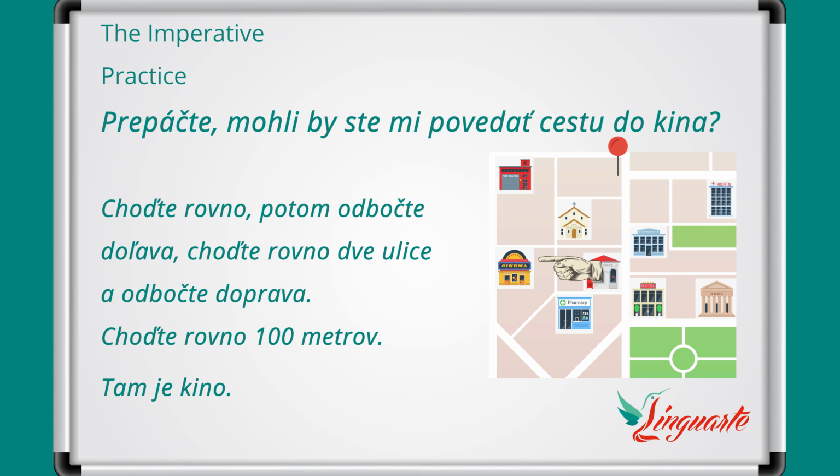Go straight, then turn left, go straight two streets and turn right. Go straight 100 meters. There is the cinema. Choďte rovno, potom odbočte doľava. Choďte rovno 2 ulice a odbočte doprava. Choďte rovno 100 metrov. Tam je kino.